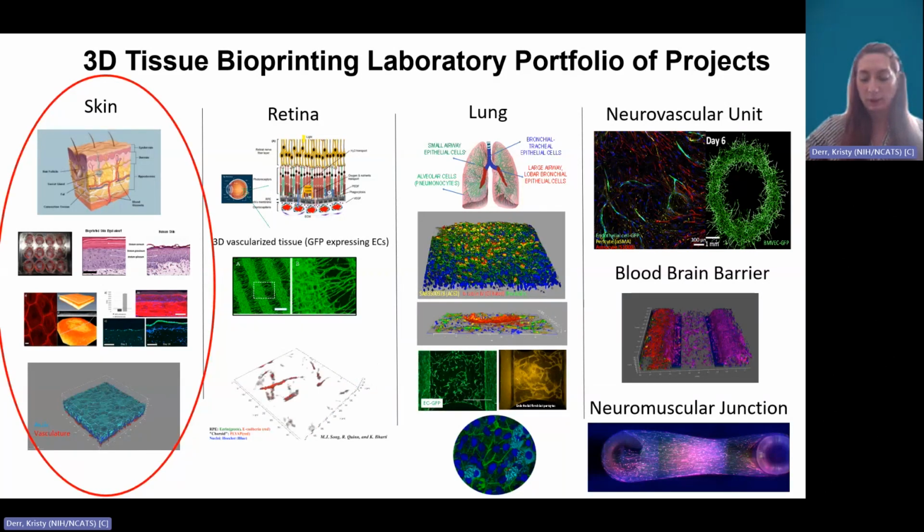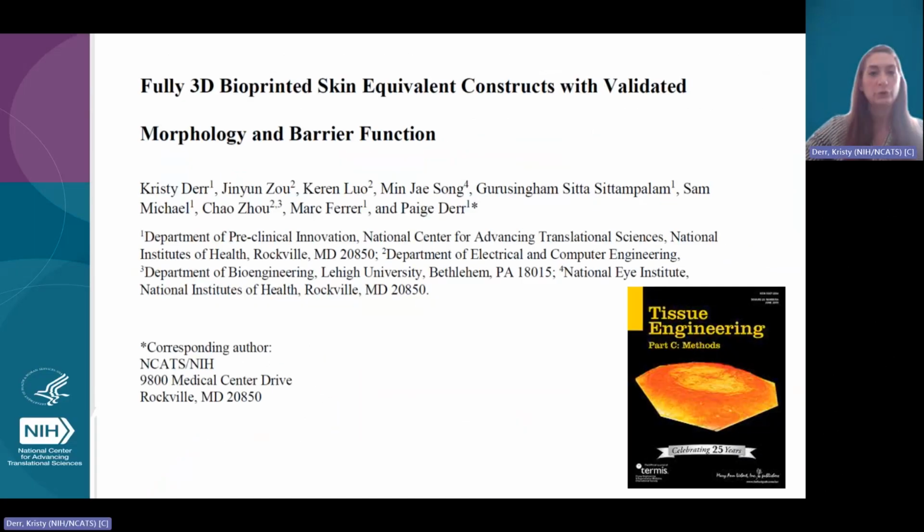And I'm going to be focusing on skin because those are the projects I'm working on in my area of expertise. So we published a beautiful protocol in the Tissue Engineering Part C, and this was our first full thickness tissue. And one little fact, one of our figures actually made the cover of the journal. It was their 25th year anniversary, and it was really exciting that we did make the cover.